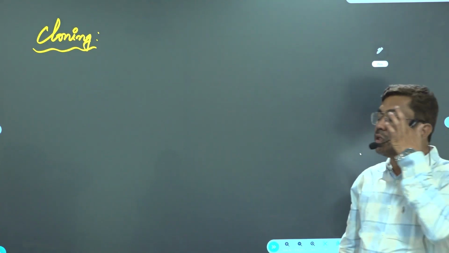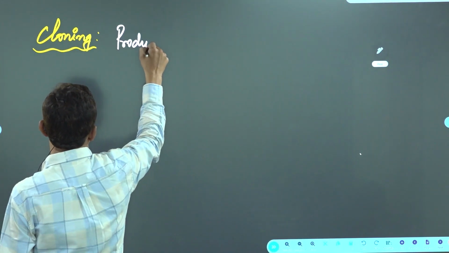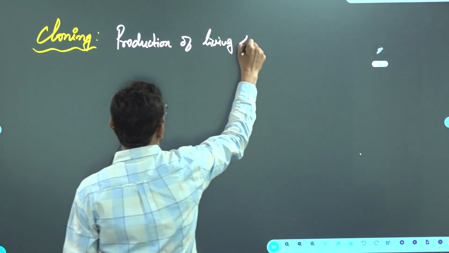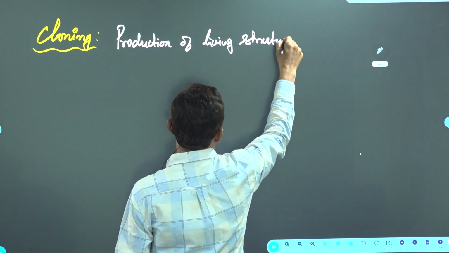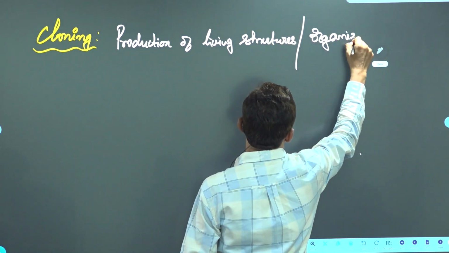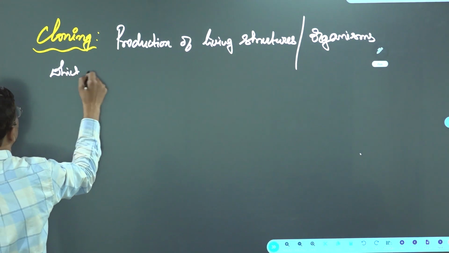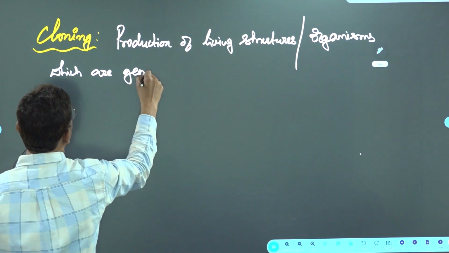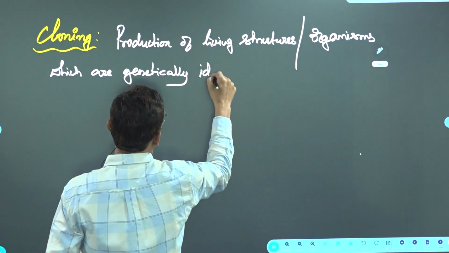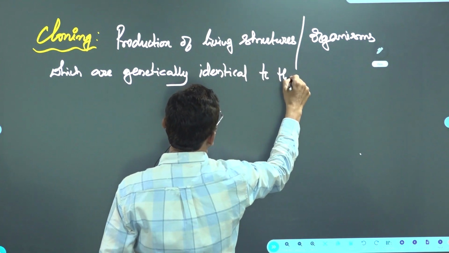Cloning. So what is cloning? The production of living structures or organisms which are genetically identical to their parents.